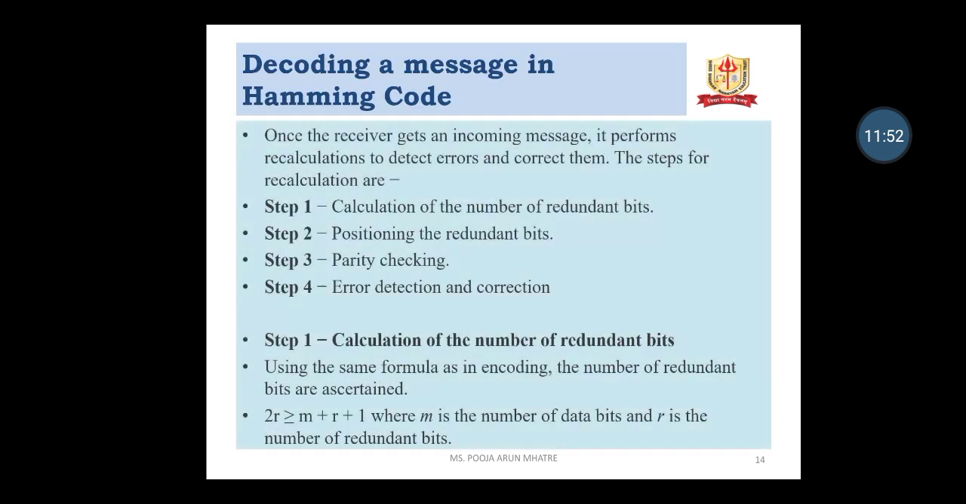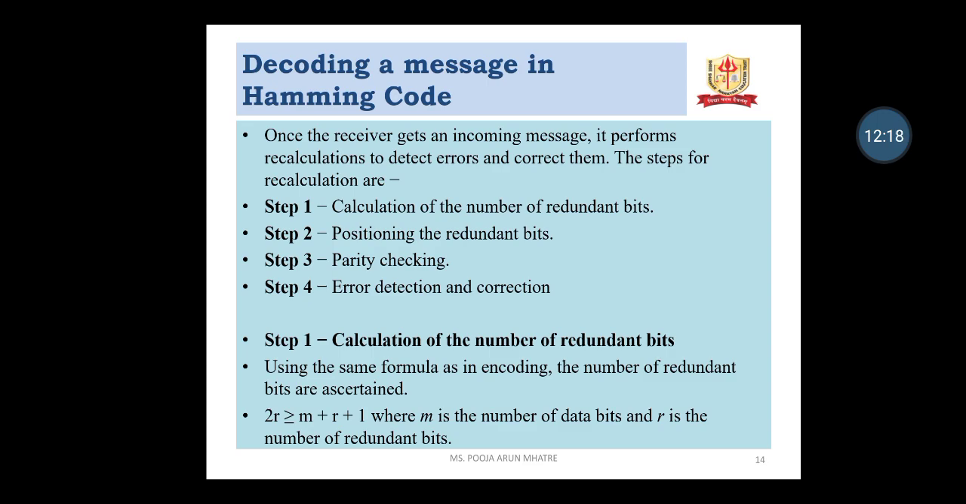So, decoding a message in Hamming code. Once the receiver gets the incoming message, it performs the recalculation to detect errors and correct them. The steps of recalculation are: step 1 is calculation of the number of redundant bits. Step 2 is positioning the redundant bits. Step 3 is parity checking, and step 4 is error detection and correction.